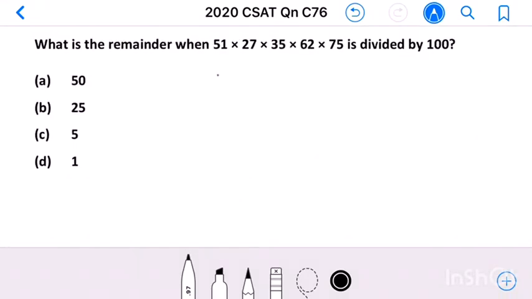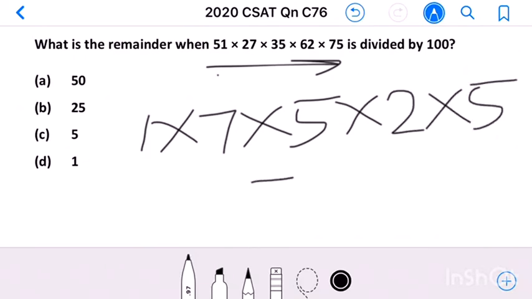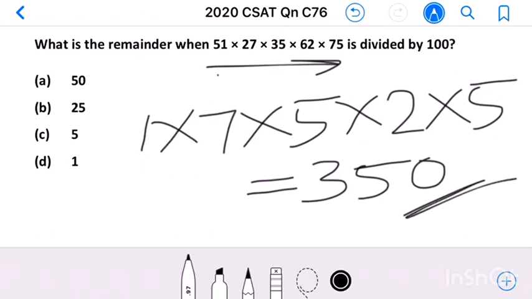Question number 76. What is the remainder when 51 into 27 into 35 into 62 into 75 is divided by 100? To find the remainder, first multiply the last digits of all these numbers. So 1 into 7 into 5 into 2 into 5, we get 350. That means at the end of this product there is a 0. If there are 2 zeros in the product, then when dividing by 100, the remainder will be 0.